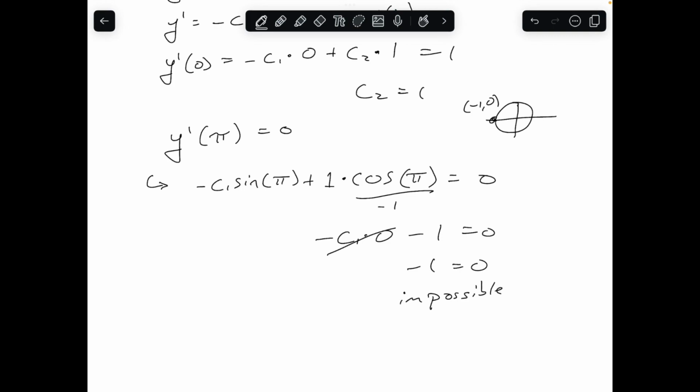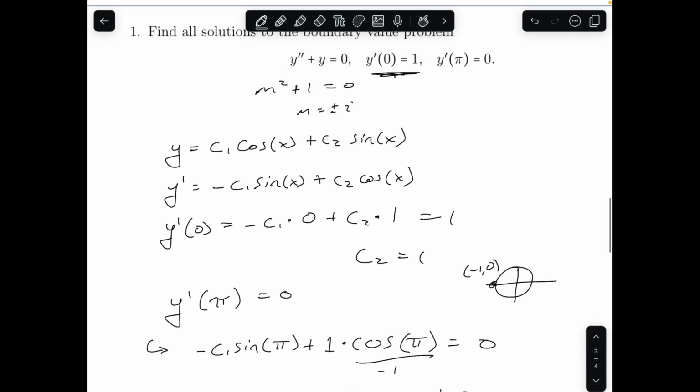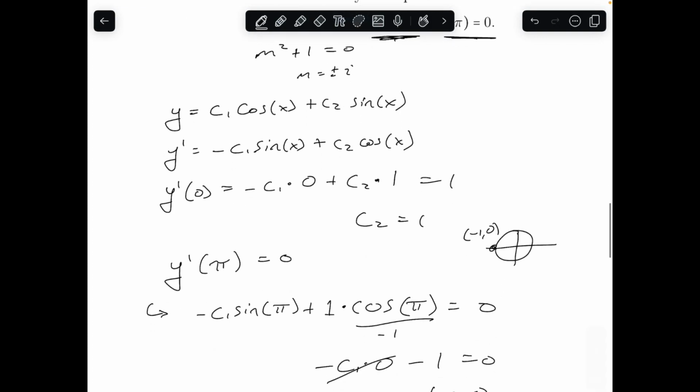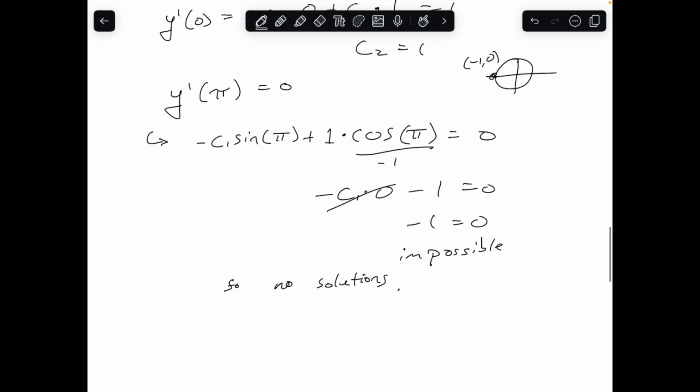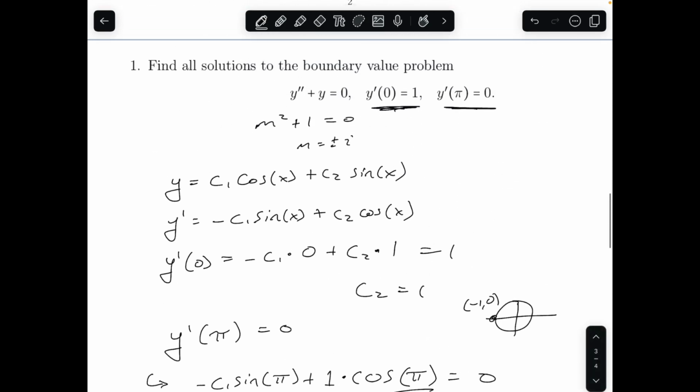And so there's no pair c1, c2 such that this function with those choices of c1 and c2 will satisfy both of the boundary conditions given. And so this is not an eigenfunction problem. This is just a boundary value problem, so there's no solutions here. So no solutions in this. All right, so there's no solutions in this thing.